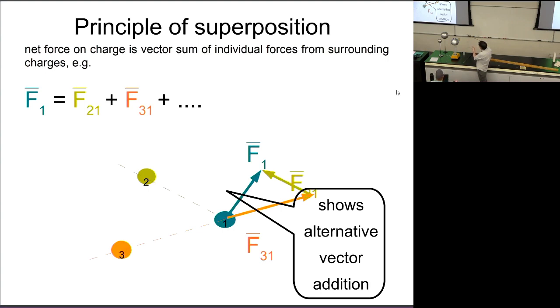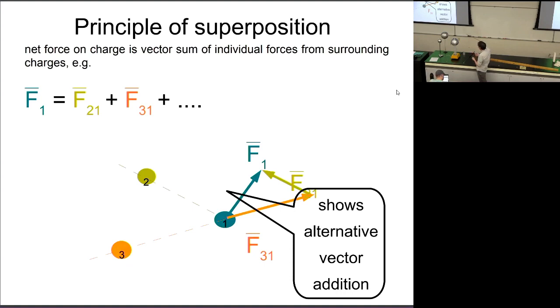If I want to show the addition of the other forces, the second charge's force, I would start it at the tip of the first force and draw it, and then the resulting force would run from the tail of the force due to charge 3 to the tip of the force due to charge 2. So it's the second way that you could draw the superposition.